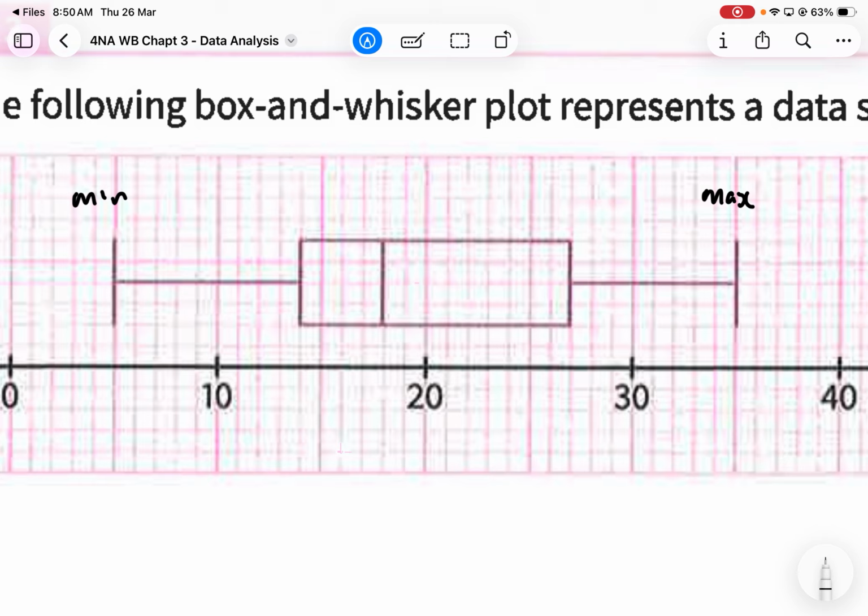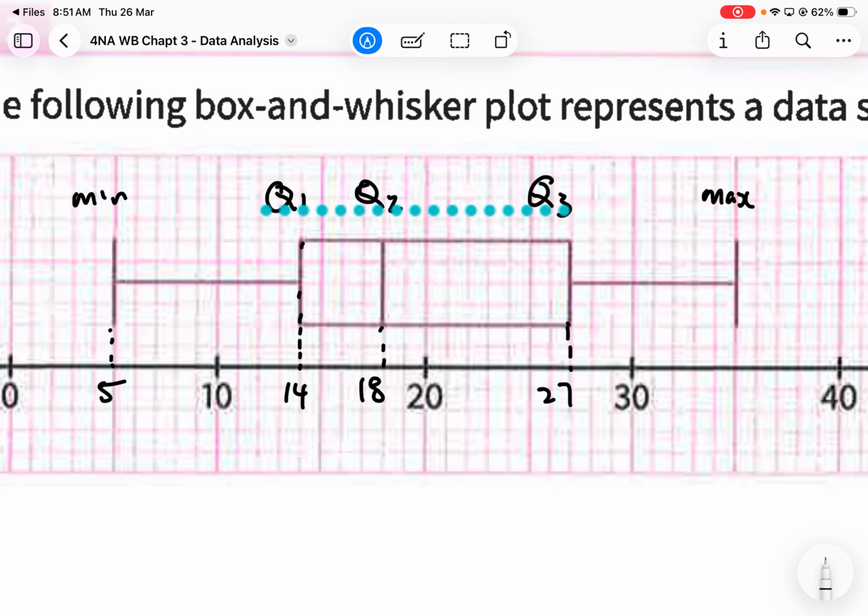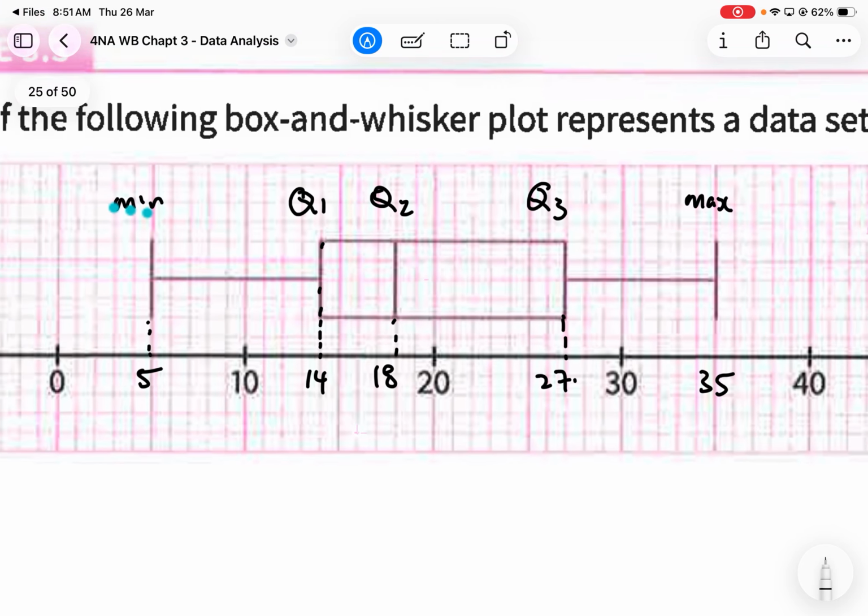Then in between, the other 3 vertical lines: the one next to the minimum one is our lower quartile, Q1. Then the next one in the middle of the box is our median, or Q2. Then the next vertical line is our upper quartile. Like that only. So we go and read the minimum. When I go and read, it is 5. My lower quartile is 14. My median is at 18. My upper quartile is at 27. Then my maximum is at 35. So I must be able to read all these values.